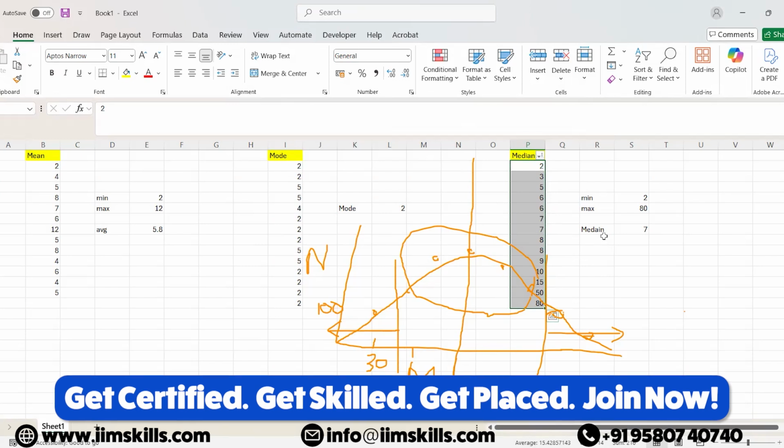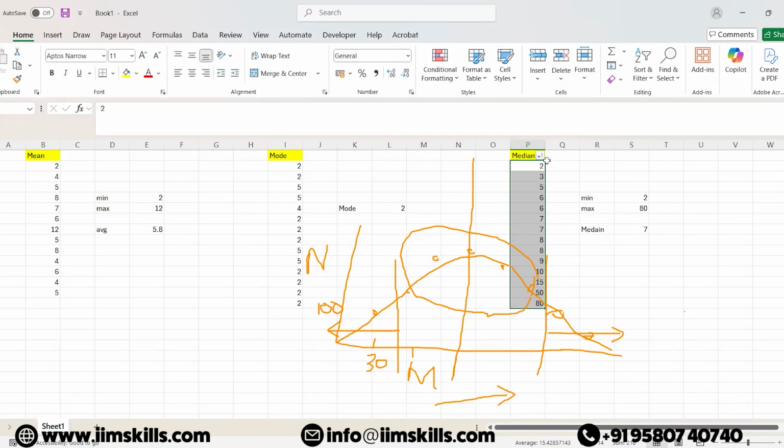So median is used for data which is irregular in nature, which has outliers, or which is not closely related. This type of data is closely related, and this is not. In this case you will use the median. So that's it for today's class, and in the next class we will see the other descriptive statistics.